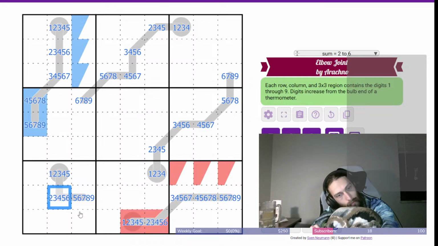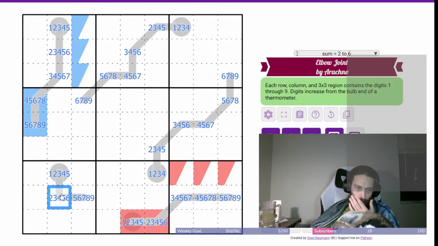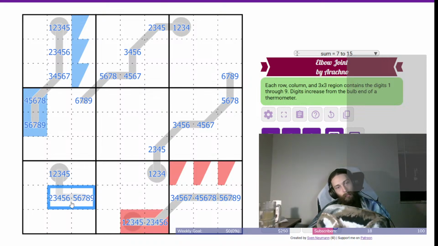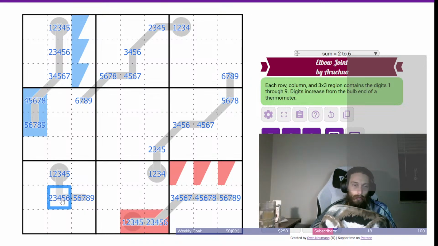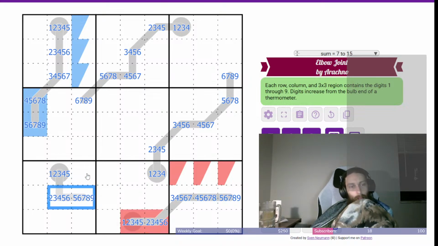But we took out 7 and 8 from here because one of these two has to be max 6. And right, if this was a 7 or an 8, then this would be an 8 or a 9, and neither of them would be 6. Right.